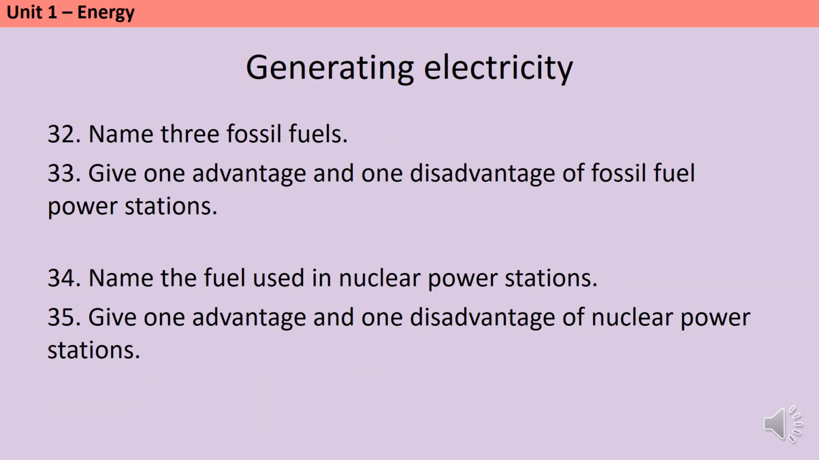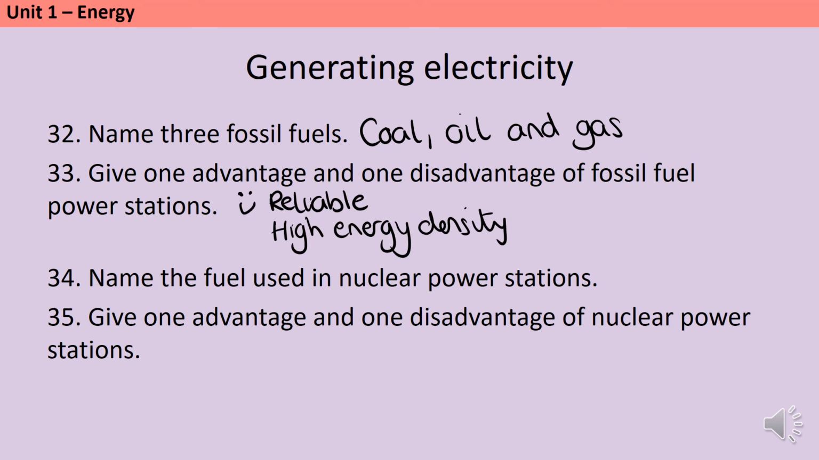The 3 fossil fuels are coal, oil and gas. An advantage of using fossil fuel power stations is that they're very energy dense, and also they're very reliable. However, they run on fossil fuels, which are not renewable, and also burning fossil fuels releases carbon dioxide, which is a greenhouse gas.